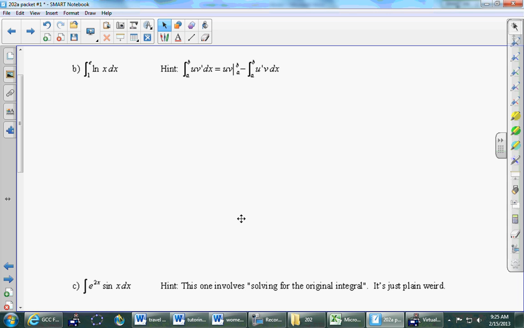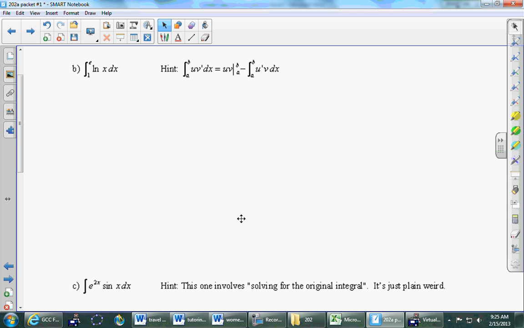All right, let's take a look at part B. Integral from 1 to e of ln of x dx. ln of x, we can integrate that, can't we? What's the antiderivative of ln of x? 1 over x, right? That's the derivative. What's the antiderivative of ln of x? We don't know. It's kind of surprising. A simple function like ln of x, we have no idea what function has its derivative of ln of x.